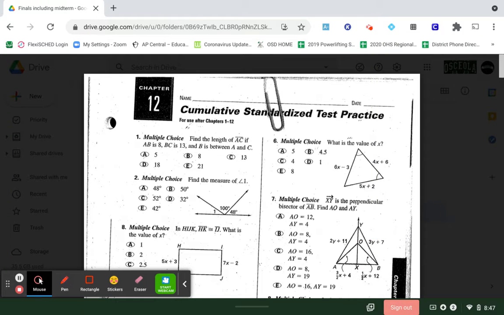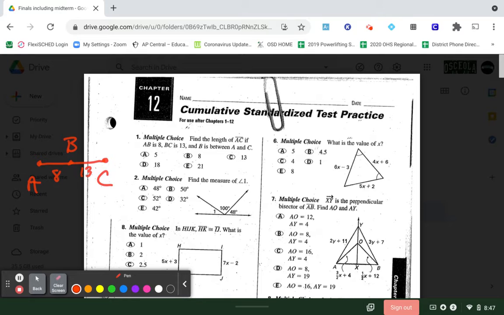Okay, number 1, multiple choice talks about the length of AC. So AC is a segment, so I'm going to draw what AC looks like. AC goes from here between A and C. And if AB is 8, so now I got to put B here, and I'm going to say that's 8 there. And BC is 13, so they're talking about length there. And then, let's see, find the length of AC. Well, that's just going to be 8 plus 13, which is 21.